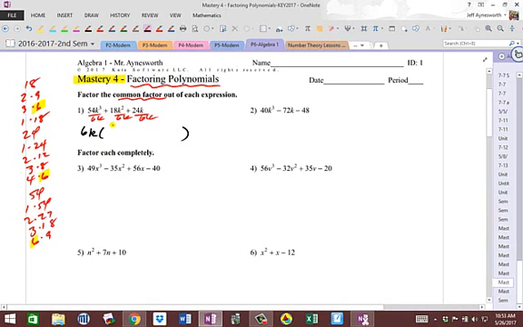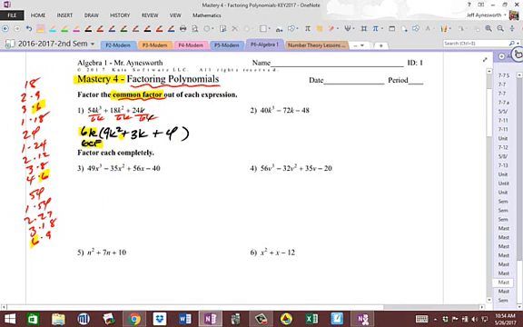54 divided by 6 is 9. k cubed divided by k is k squared. Then 18 divided by 6 is 3. k squared divided by k is k. And then k divided by k, these cancel out. And 24 divided by 6 is 4, so plus 4 right here. That's called factoring out the common factor. Here's the GCF right here, the 6k.